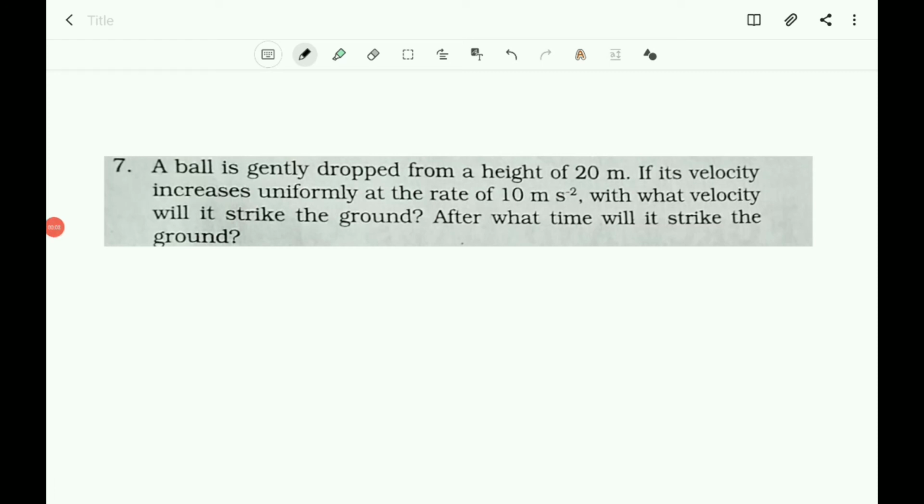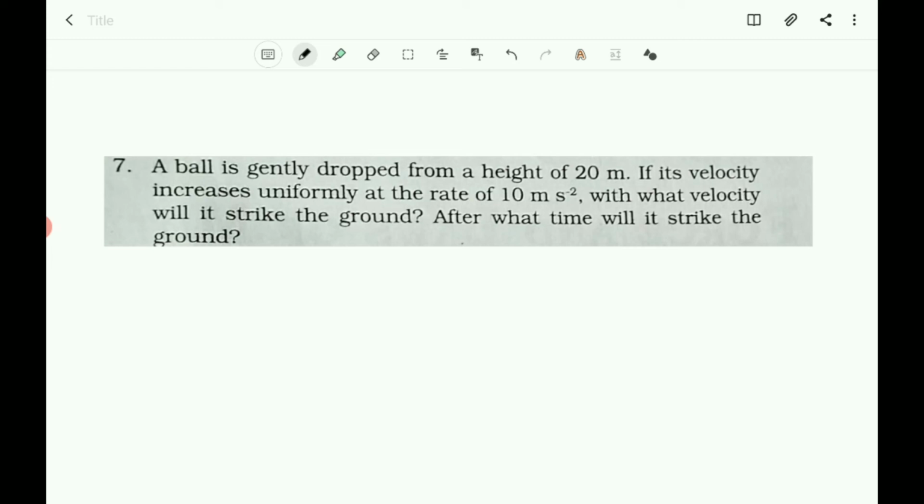Now you take the 7th question. A ball is gently dropped from a height of 20 meter. If its velocity increases uniformly at the rate of 10 meter per second square, with what velocity will it strike the ground? After what time will it strike the ground?